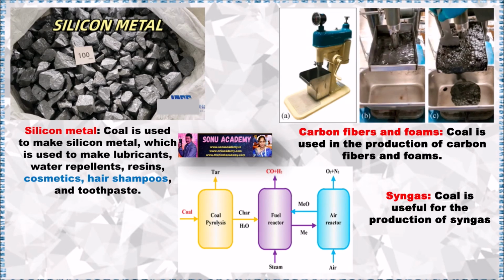Silicon metal. Coal is used to make silicon metal, which is used to make lubricants, water repellents, resins, cosmetics, hair shampoos and toothpaste. Carbon fibres and farms. Coal is used in the production of carbon fibres and farms, and coal is useful for the production of gas.